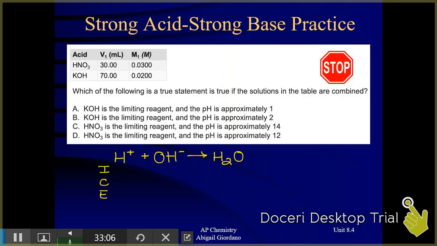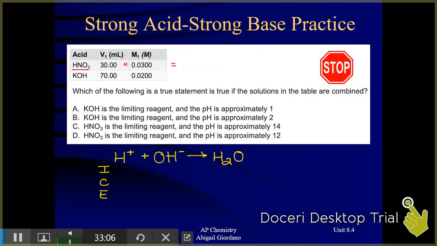H+ is going to be coming from nitric acid here. And you might say, well, we don't have a calculator. How am I supposed to do this? Well, volume and molarity, you multiply them to find moles, or in this case, because the volume is in milliliters, let's go with millimoles. I promise you this can be done without a calculator.